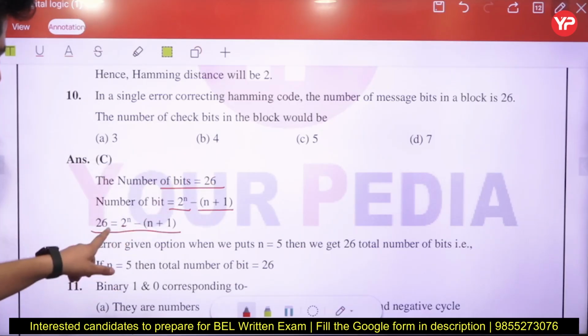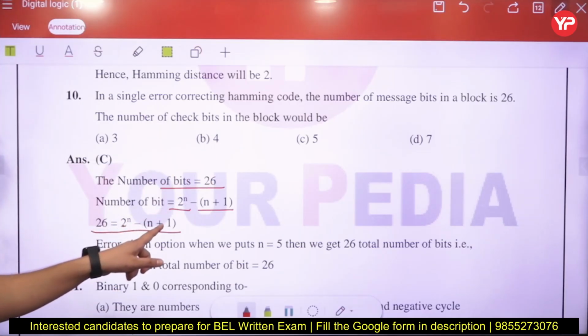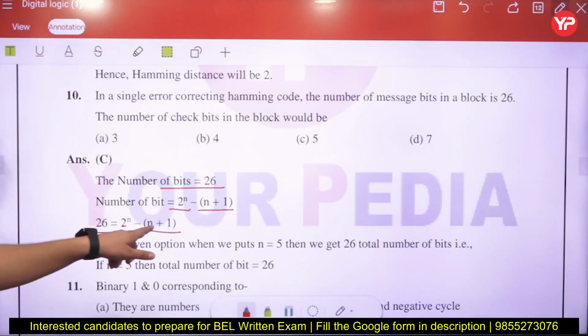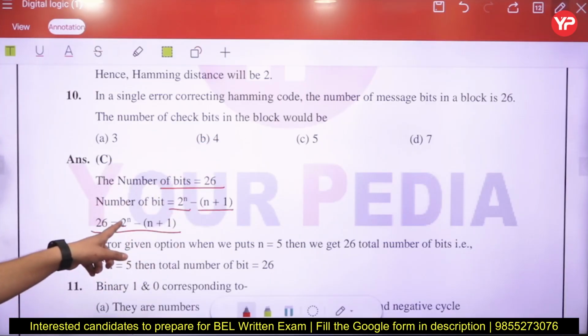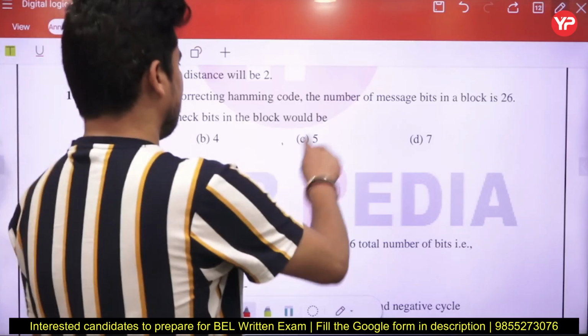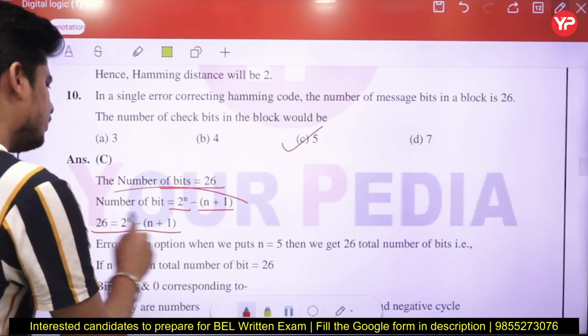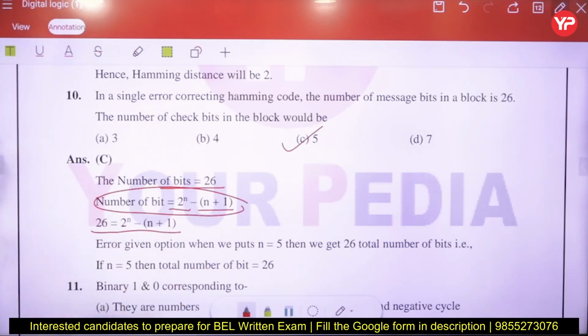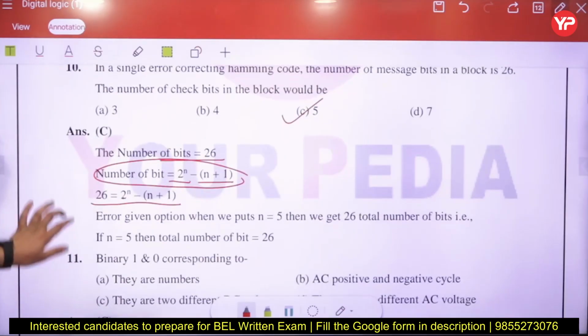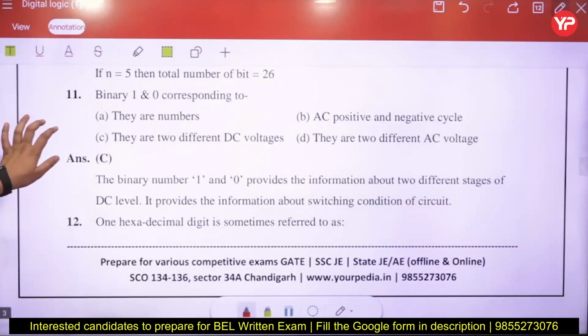When you put 4, 2 raised to power 4 is 16, minus 5 is 11. When you put 5, 32 minus 6 is 26. So which option is correct? That is 5. You can directly use this equation: the number of bits always equals 2 raised to power n minus n minus 1 whenever you are using Hamming code for a message block, for error detection and correction.